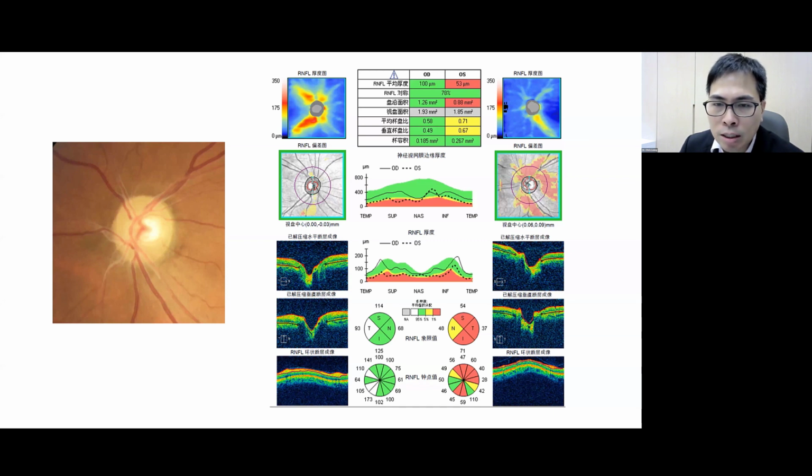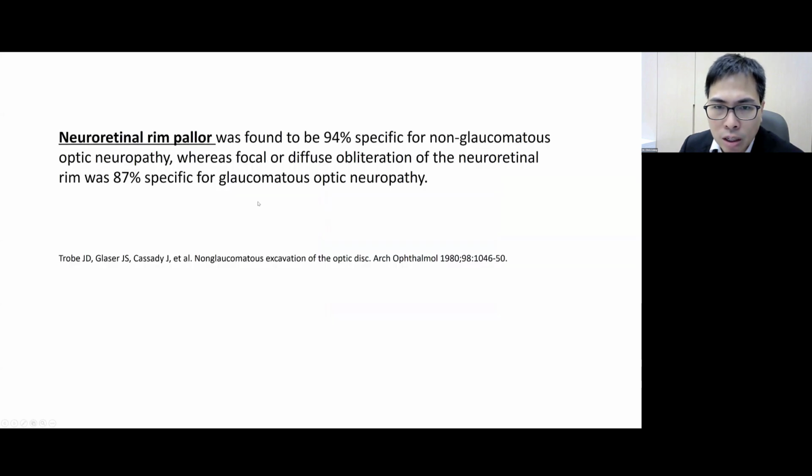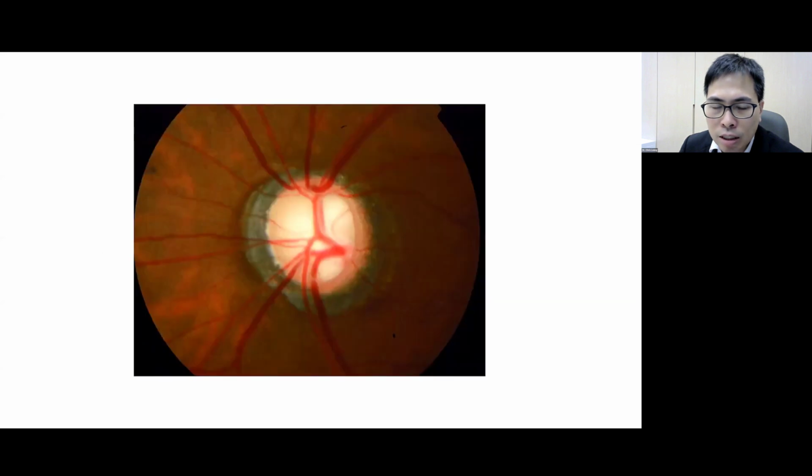There are many different causes of non-glaucomatous neuropathies: hereditary, inflammatory, compressive. Then you have to do additional investigation to find out the etiology of the non-glaucomatous optic neuropathy. Here is a study done many years ago demonstrating that rim color was found to be 94% specific for non-glaucomatous optic neuropathy. So that's why examination of the color of the rim is critical.